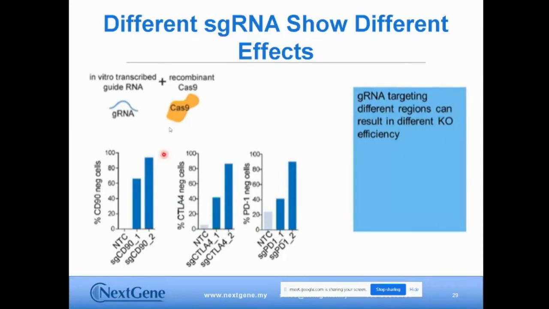Here is the same experiment by Seki showing that using different guide RNA might have different effects. In their study, they targeted three different targets. The first one is CD90, then the second one CTLA4, and PD1. They used two different guide RNA sequences to knock out each targeted gene. You can see that when different guide RNA sequences are used, they differ in terms of knockout efficiency. So some guide RNA targeting regions can have better knockout efficiency.